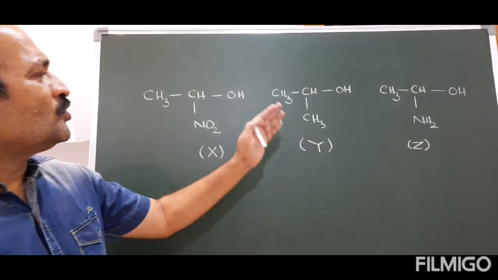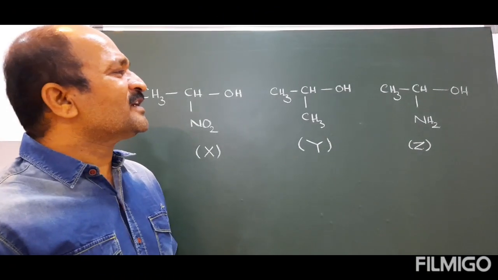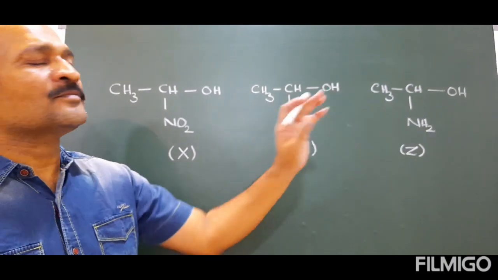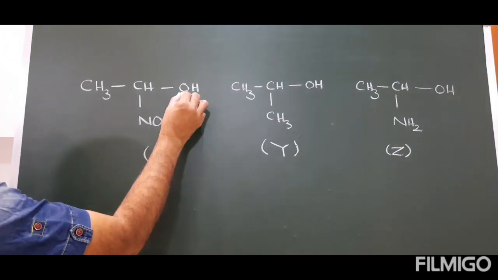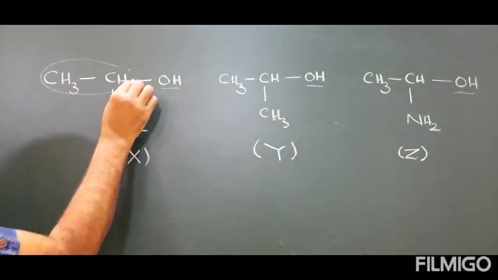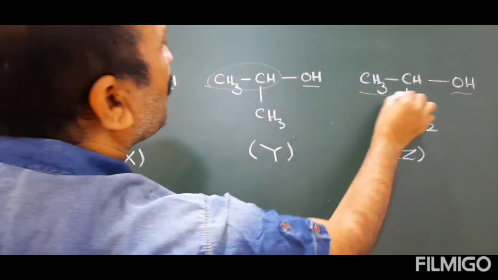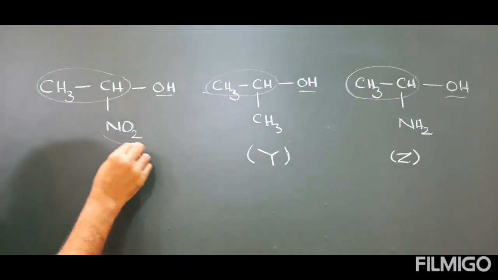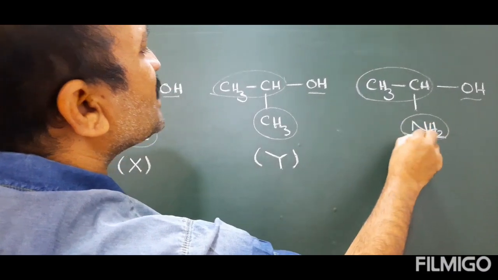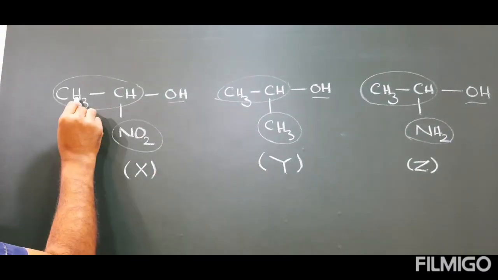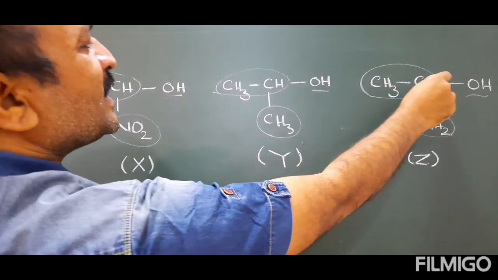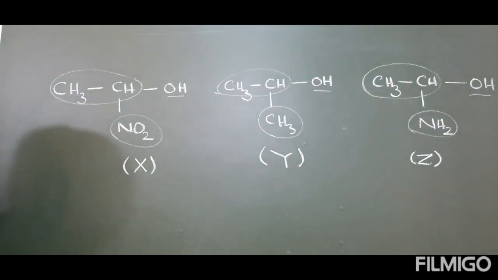Students, to explain the substituent effect on the acidic strength of alcohols, here I have taken 3 examples. The OH group is common in all the compounds, and the number of carbons in the parent chain is common. Of course, the substituent here is NO2, here is CH3, here is NH2. Actually, it is an ethyl alcohol derivative, an isopropyl alcohol derivative, and an ethyl alcohol derivative.